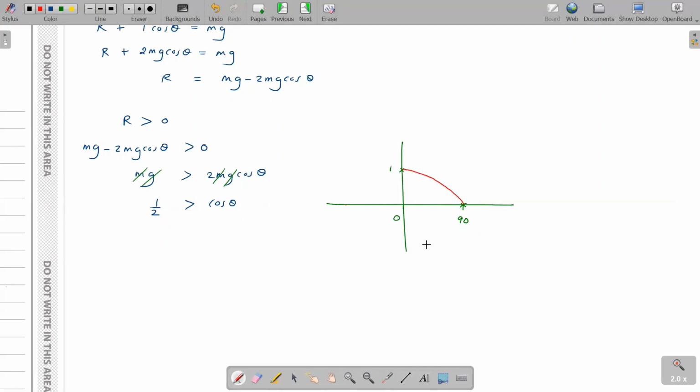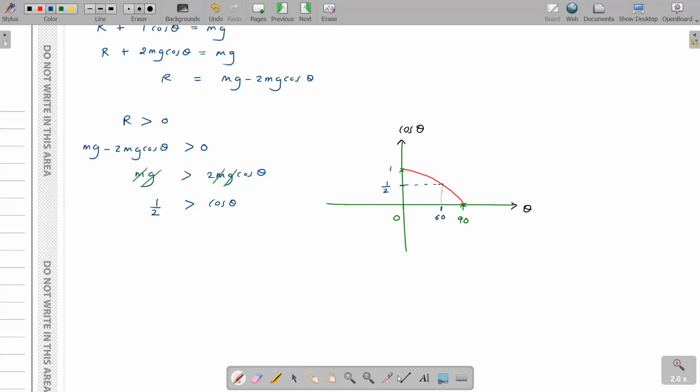Okay, so now what? In this graph, we need the theta values where the cos theta values are less than half. This is the cos theta, right? So half is somewhere over here, right? This is 1. This is the half. So where do you get the theta values less than half? First of all, at half, can you get the theta value? Cos inverse half, which is 60.